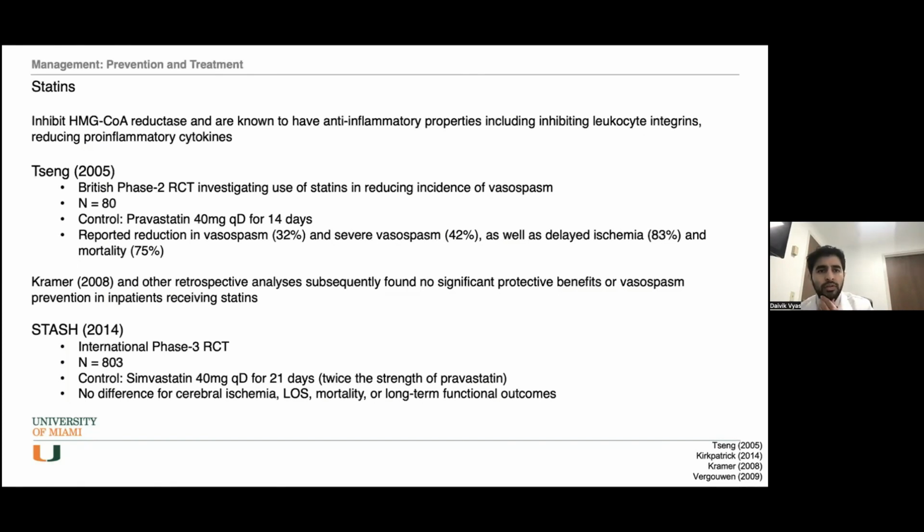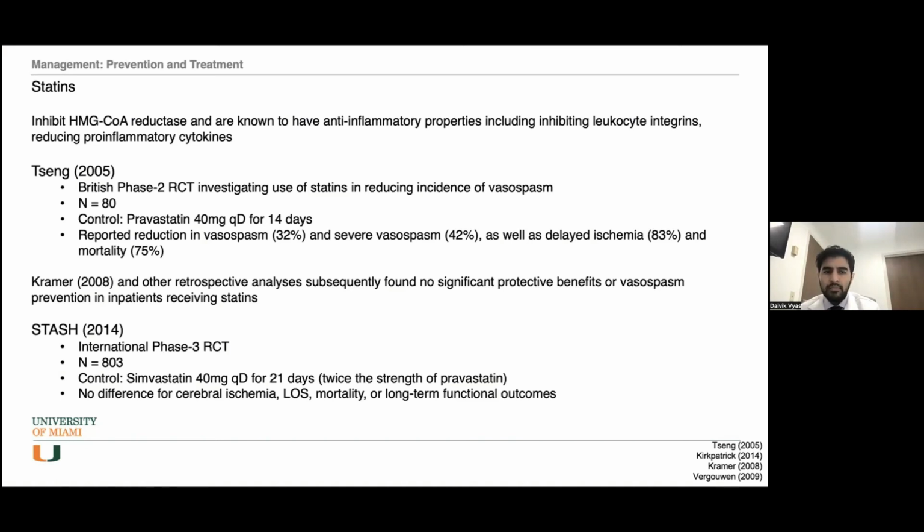The other area of prevention and treatment research involves the use of statins. So we know that statins are HMG-CoA reductase inhibitors and are known to have anti-inflammatory properties, including reducing the amount of pro-inflammatory cytokines that are in circulation and inhibiting leukocyte integrin function. And Sang publishes a trial out of England in 2005 that was a phase 2 trial investigating the use of statins and reducing the incidence of vasospasm.